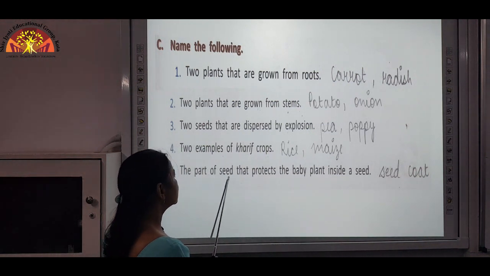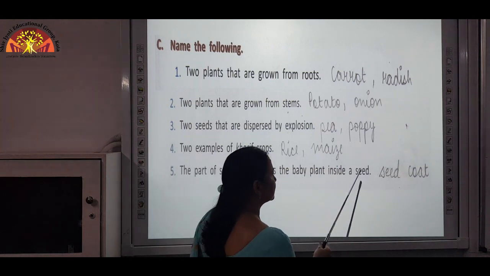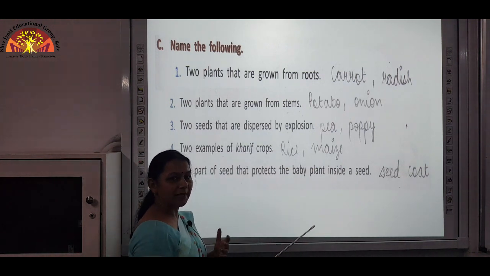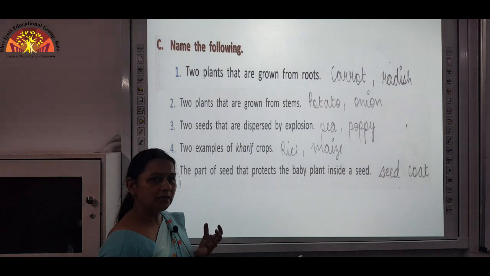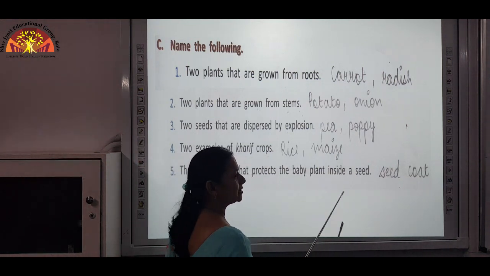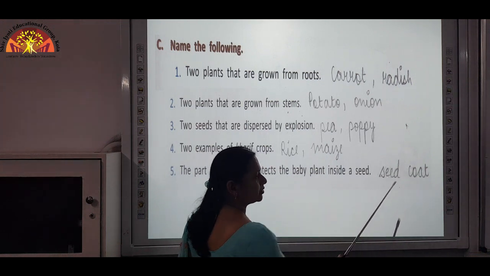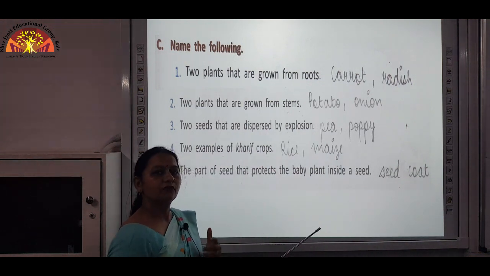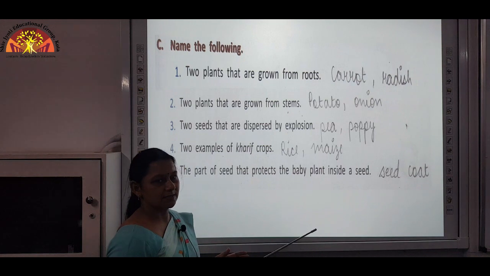Next, the part of the seed that protects the baby plant inside a seed. When I explained the structure of the seed, we discussed that the part which protects the baby plant inside the seed is the seed coat. It is the outer covering which protects the plant inside it.